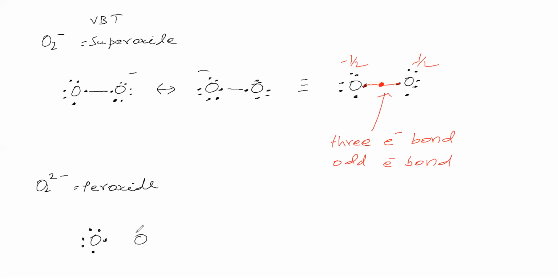This valency shell is having 6 electrons. This oxygen, group number also 6A, therefore this valency shell is having 6 electrons. Minus 2 will split as here minus 1, here minus 1. Therefore, an additional 1 electron we will write. Then between these two electrons, we will write a bond. This is called a peroxide, as per valence bond theory.